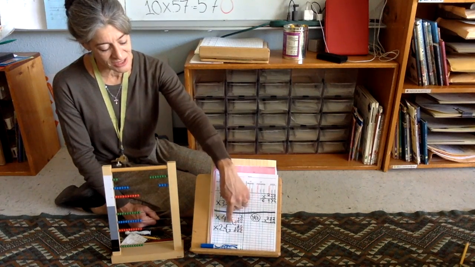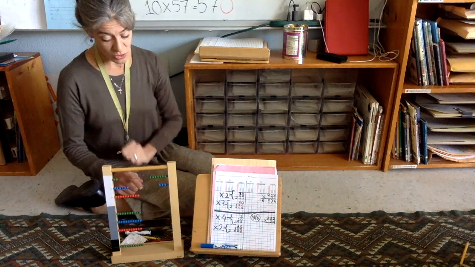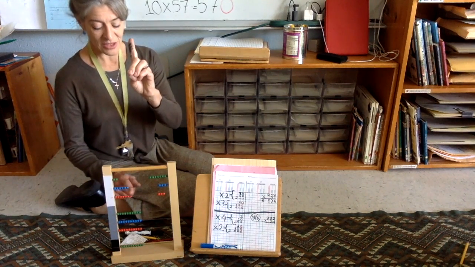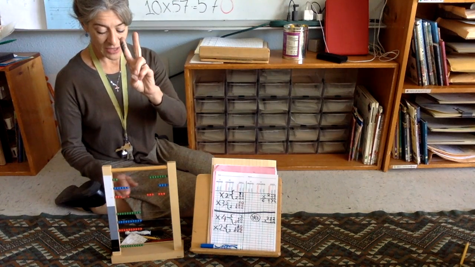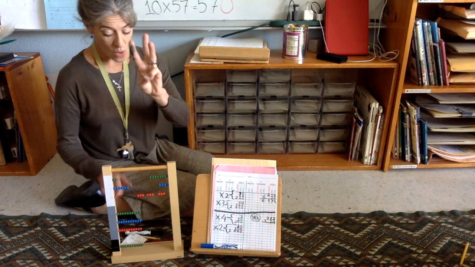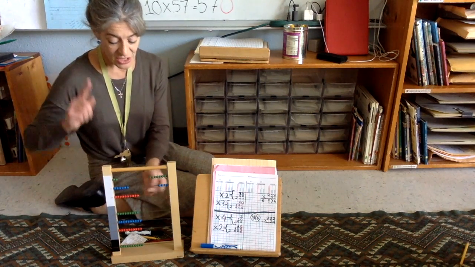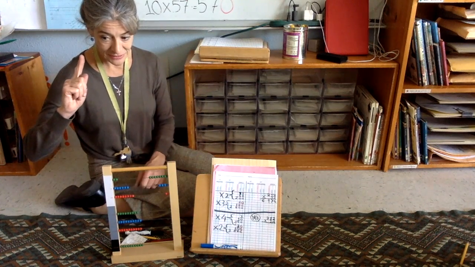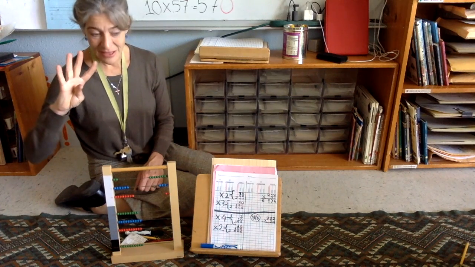How many hundreds? 3. And we gotta do 3 hundreds 4 times. Go to your red hundreds. 1, 2, 3 once. 1, 2, 3 twice. 1, 2, 3 3 times. Exchange for 1,000. 1, 2, 3, 4 times.